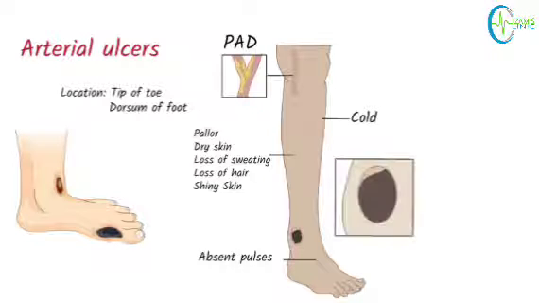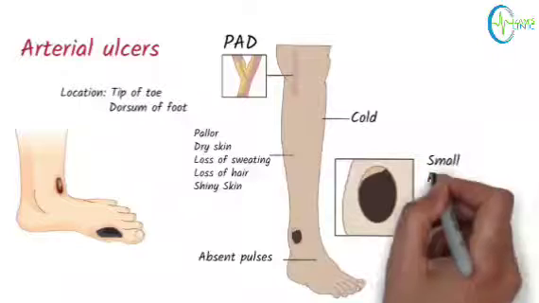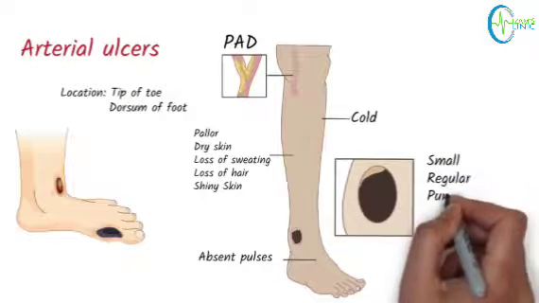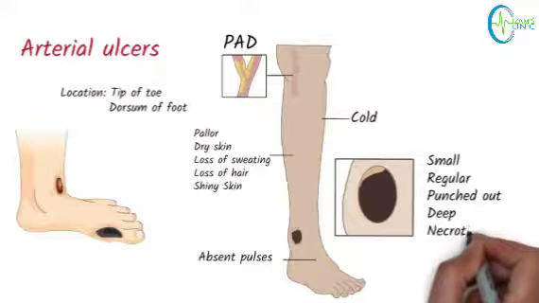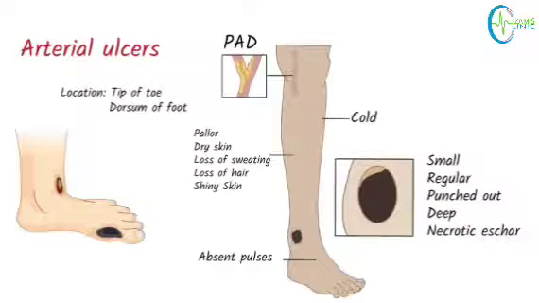The size of arterial ulcers are smaller than venous ulcers. They have a regular outline, a punched-out border, and the depth of the ulcer is deep. The floor of the ulcer will lack granulation tissue, therefore will look pale, and they may also have a necrotic eschar. The ulcer will also look dry and will be less likely to bleed.